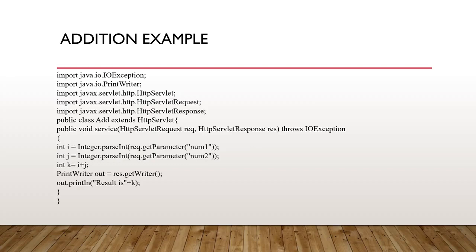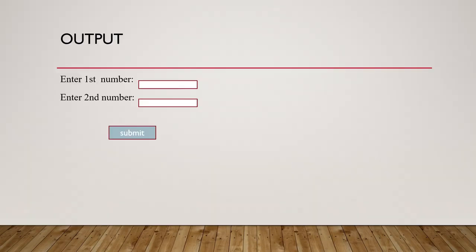This is my servlet program. I have given the class name as add, and I have taken HttpServlet. There are two objects here, the HttpServletRequest object and the HttpServletResponse object. I'm taking the two parameters, number one and number two, adding those two numbers, and finally printing the result. The output will look like this. We need to enter the two numbers and finally submit. If we submit, it will give the addition of the two numbers.